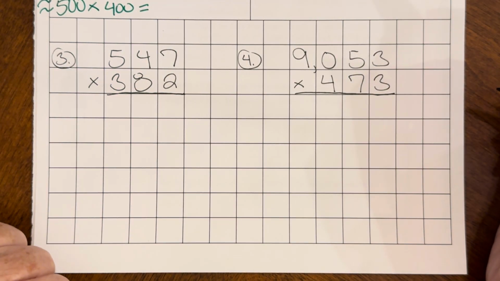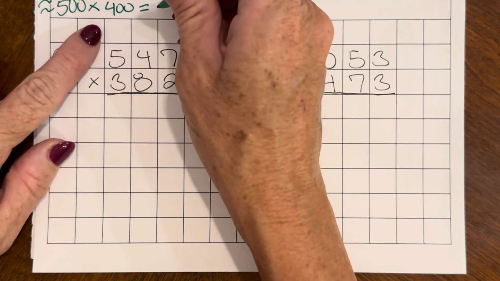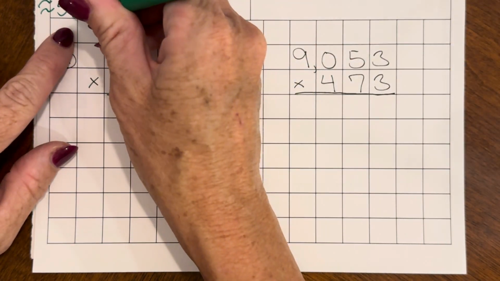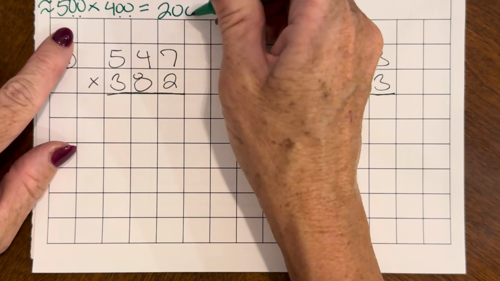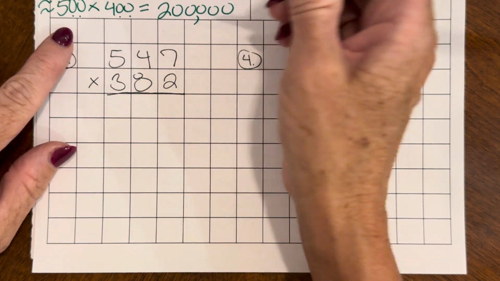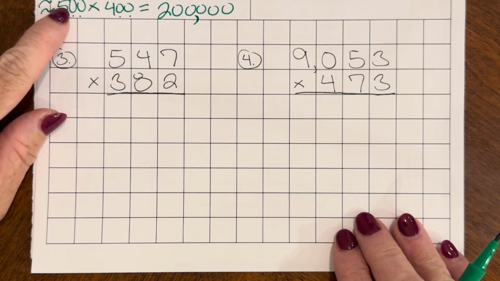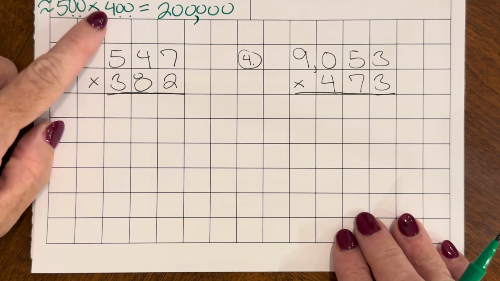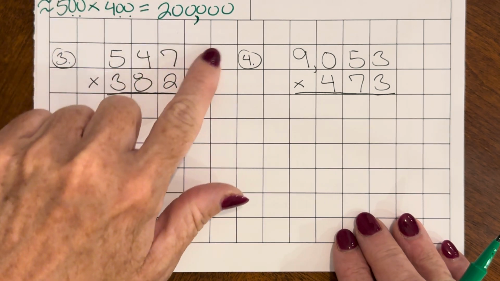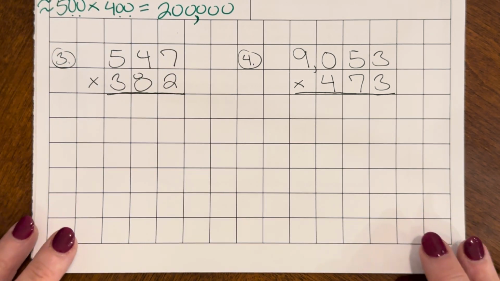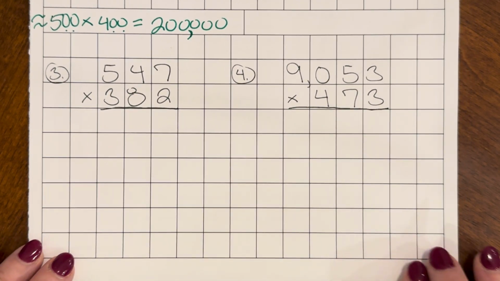So what would our estimate be? Well, 5 times 4 is 20. We're going to add 1, 2, 3, 4 zeros. So I think our product is going to be about 200,000. Now for this factor, we rounded down, but for this factor, we rounded up. So I'm thinking we might be really close to our actual product.